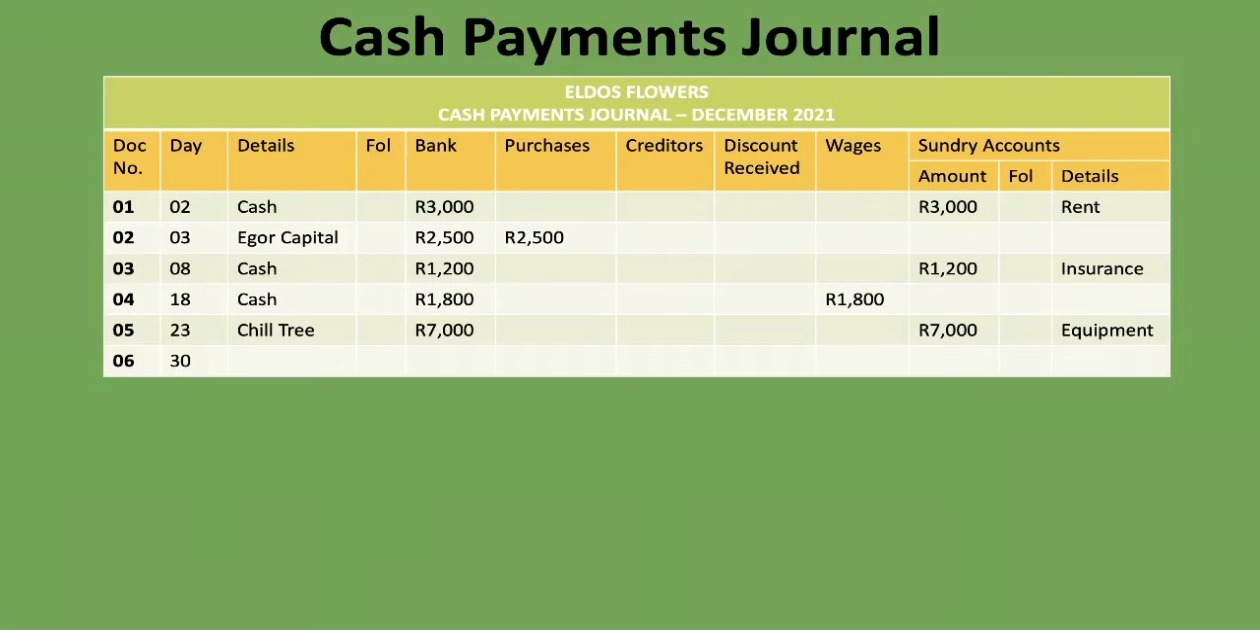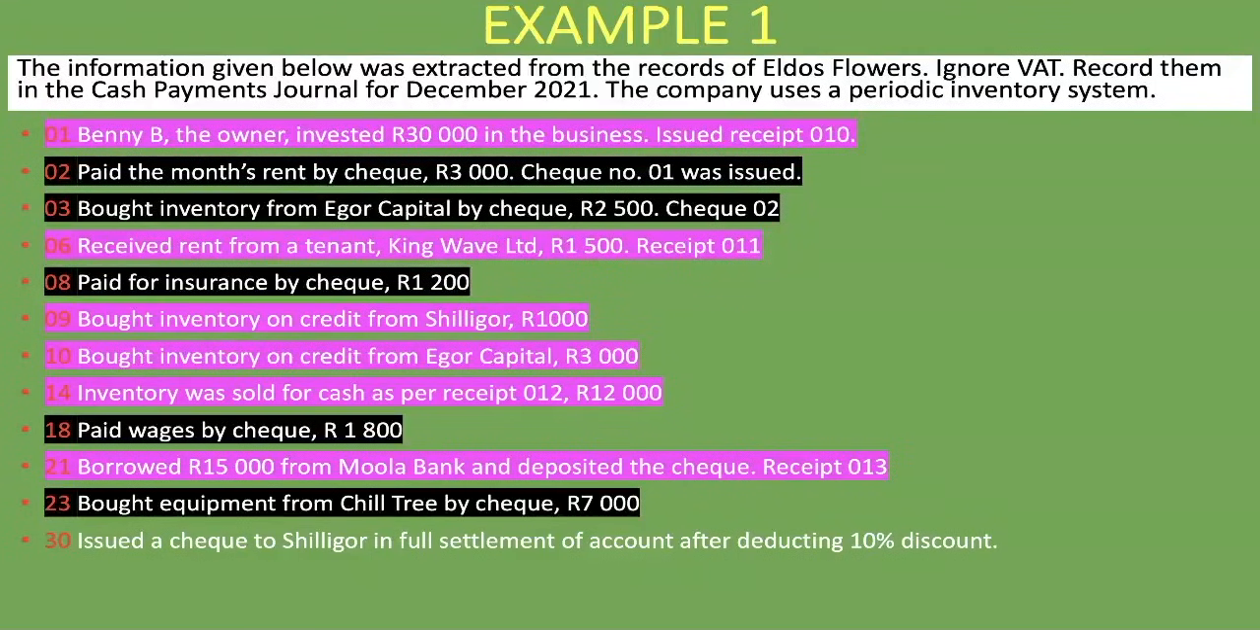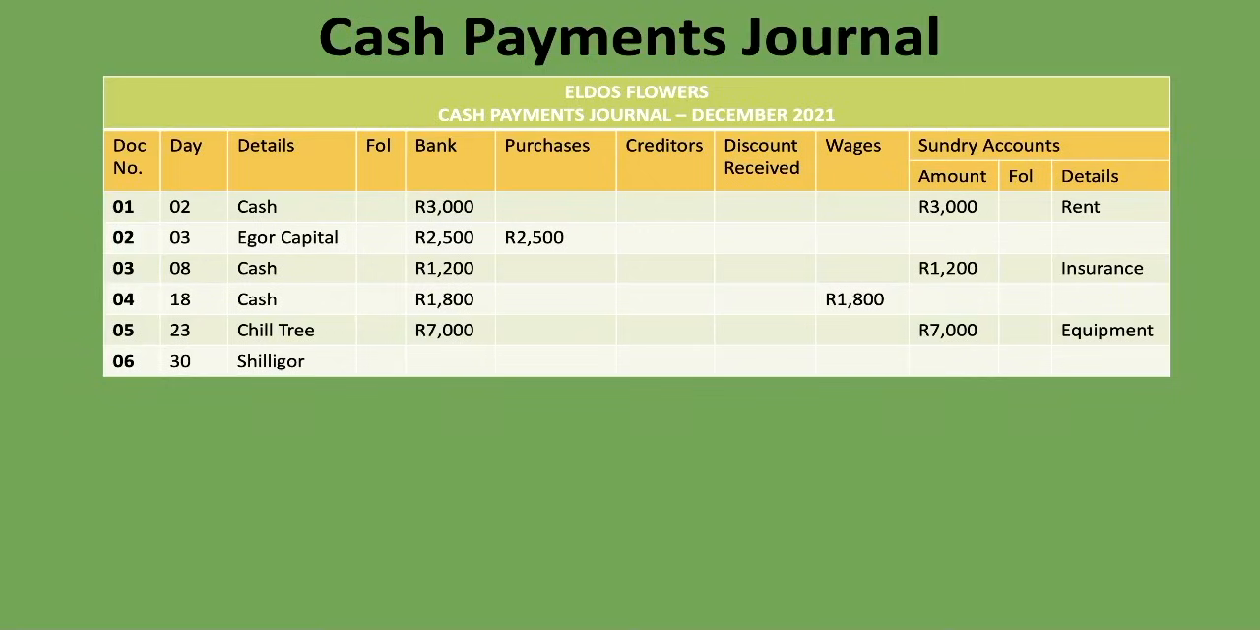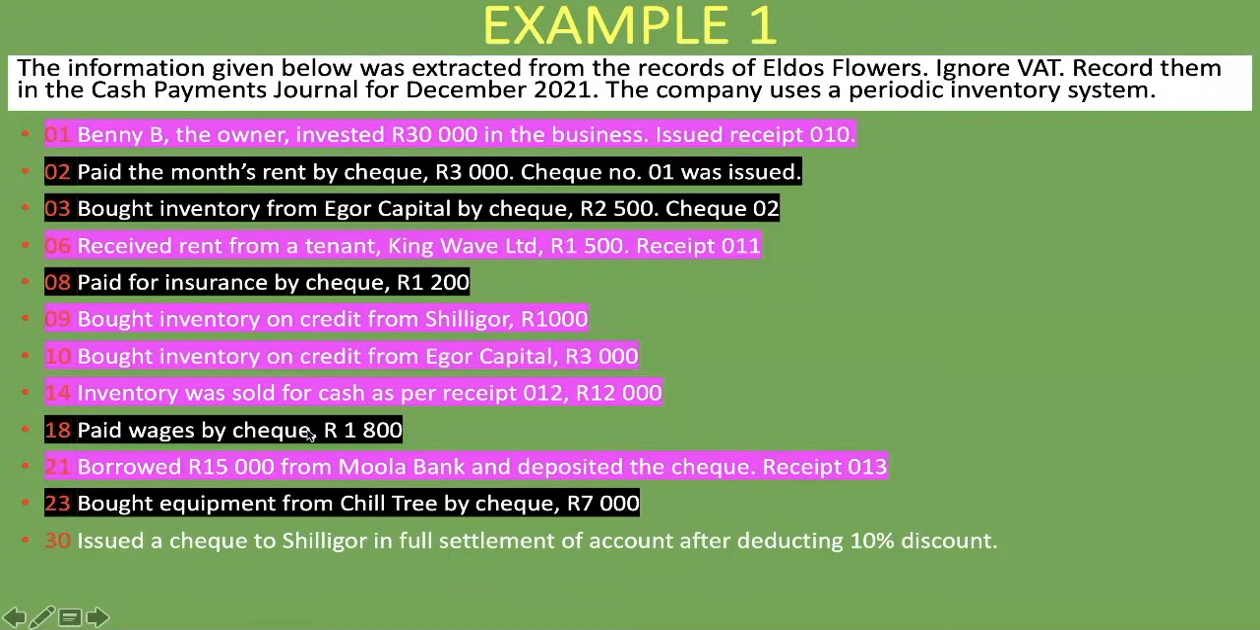And what is the detail here? Well, as you can see, it's Shiligo, the name of the supplier that we are paying. So we'll go ahead and put the Shiligo. Okay, so let's go back and calculate how much we actually paid them and how much the discount was that we received. So how much discount did we receive?